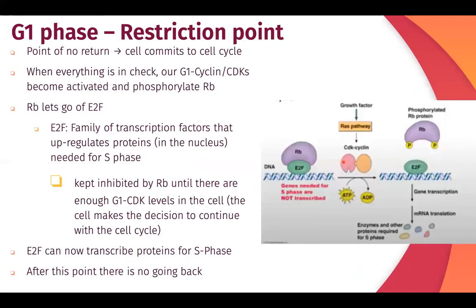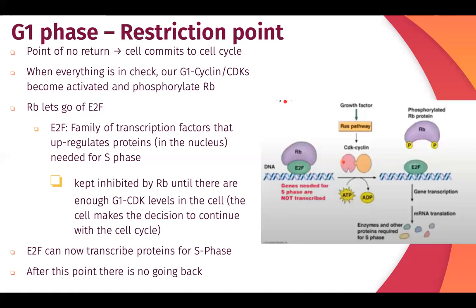All right, so then into the middle of, or mid G1 phase, your restriction point or the point of no return. This is when the cell commits to the cell cycle. Kind of like, we want to go through with this, no backsies. So when everything's in check and it makes sure that the cell's big enough, has enough nutrients, all that stuff we said in the beginning, the G1 cyclin CDK is going to become activated, and then it's going to be able to phosphorylate RB. So this big purple blob protein.